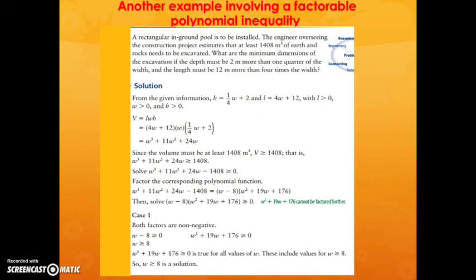In case 1, both factors are non-negative. W minus 8 is greater than or equal to 0. Therefore, W is greater than or equal to 8. Since W is greater than or equal to 8, then W squared plus 19W plus 176 greater than 0 is true for all values of W. This includes values for W greater than or equal to 8. So W greater than or equal to 8 is a solution.